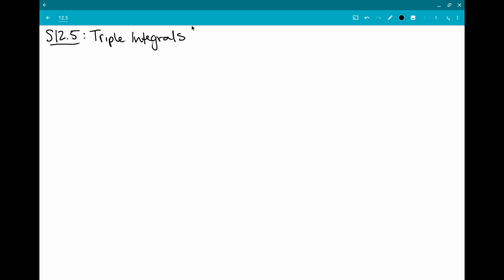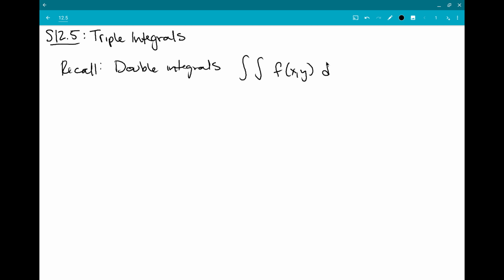In section 12.5, we're talking about triple integrals. So let's just think back to where we got to up to this point. We started computing double integrals, where we would do two integral signs, sum, f of x, y, dy dx, or dx dy, whatever we did, denoted some general dA for area.